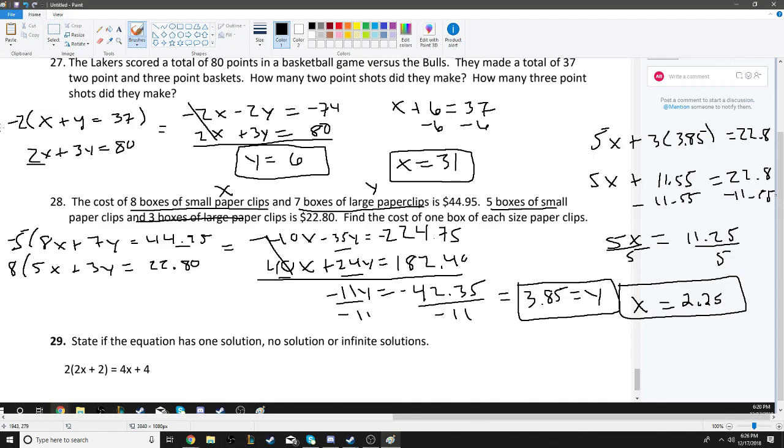Okay. And for the last one, distribute. This becomes 4x plus 4 equals 4x plus 4. You could see from right now that it's the same equation, but I'm still going to solve it. Subtract 4x from both sides, and we get 4 equals 4. And subtract 4 from both sides to get 0 equals 0. So since it's 0 equals 0, your answer is infinite solutions.